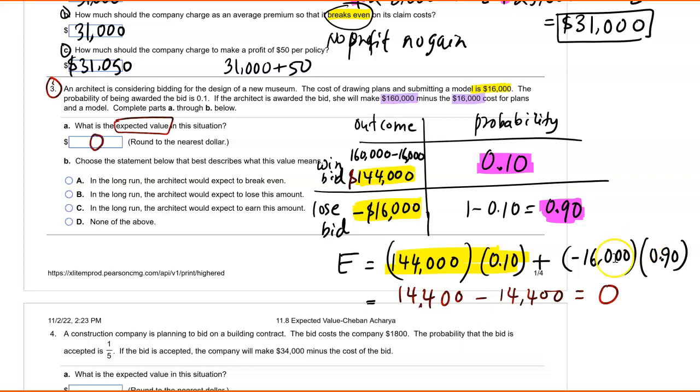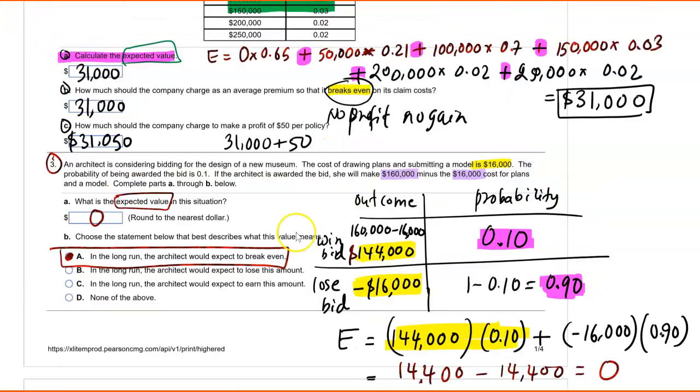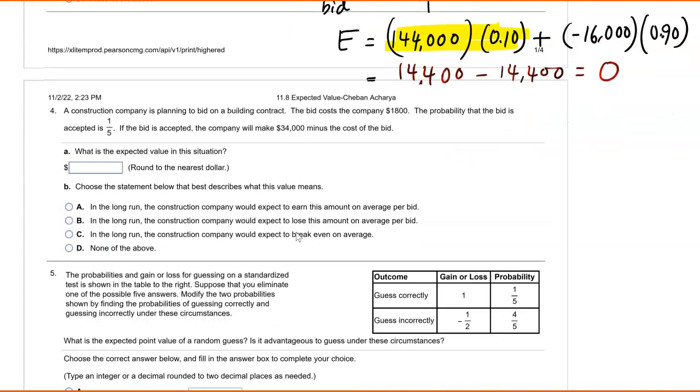What do you mean by that? 0 means no profit, no gain, nothing happens to her. Therefore, in the long run, the architect would expect to break even. That's the answer. Remember that 0 expected value means break even. In this situation, no profit, no gain. All right, question number 4.